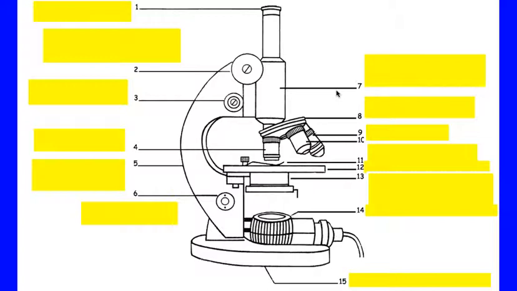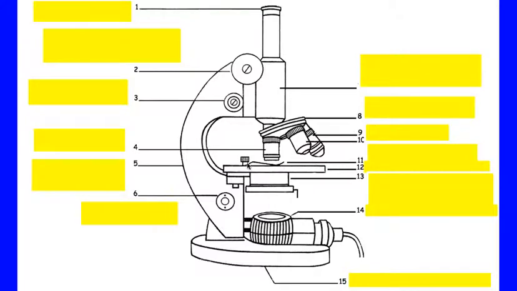Over here on this side, this tube right here is called the body tube, or the body. And its job is to connect the eyepiece with our objective lenses. The next piece, number 8, is called the nose piece. That's this circular piece right next to our objective lenses, and its job is to rotate those lenses so we can change from low power to high power.